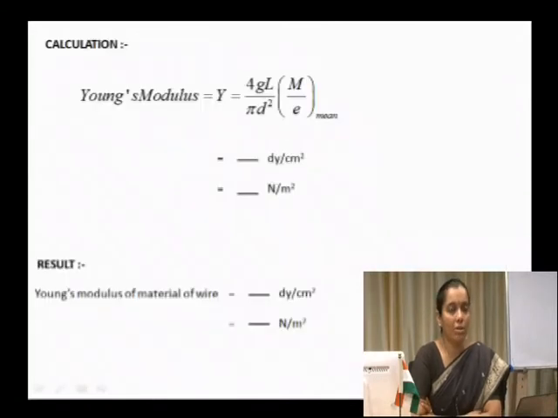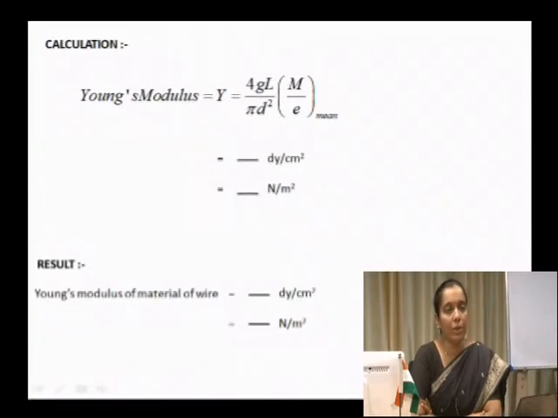The Young's modulus of the wire is calculated as Y is equal to 4 into g L by pi d squared into capital M by E, where g is 9.8 meter per second square. If we write it in CGS units, it becomes 980 centimeter per second square. Capital L is the original length of the wire before adding any load. So, when there is no load added to the wire, what will be the length of the wire? That is the capital L, the original length of the wire.